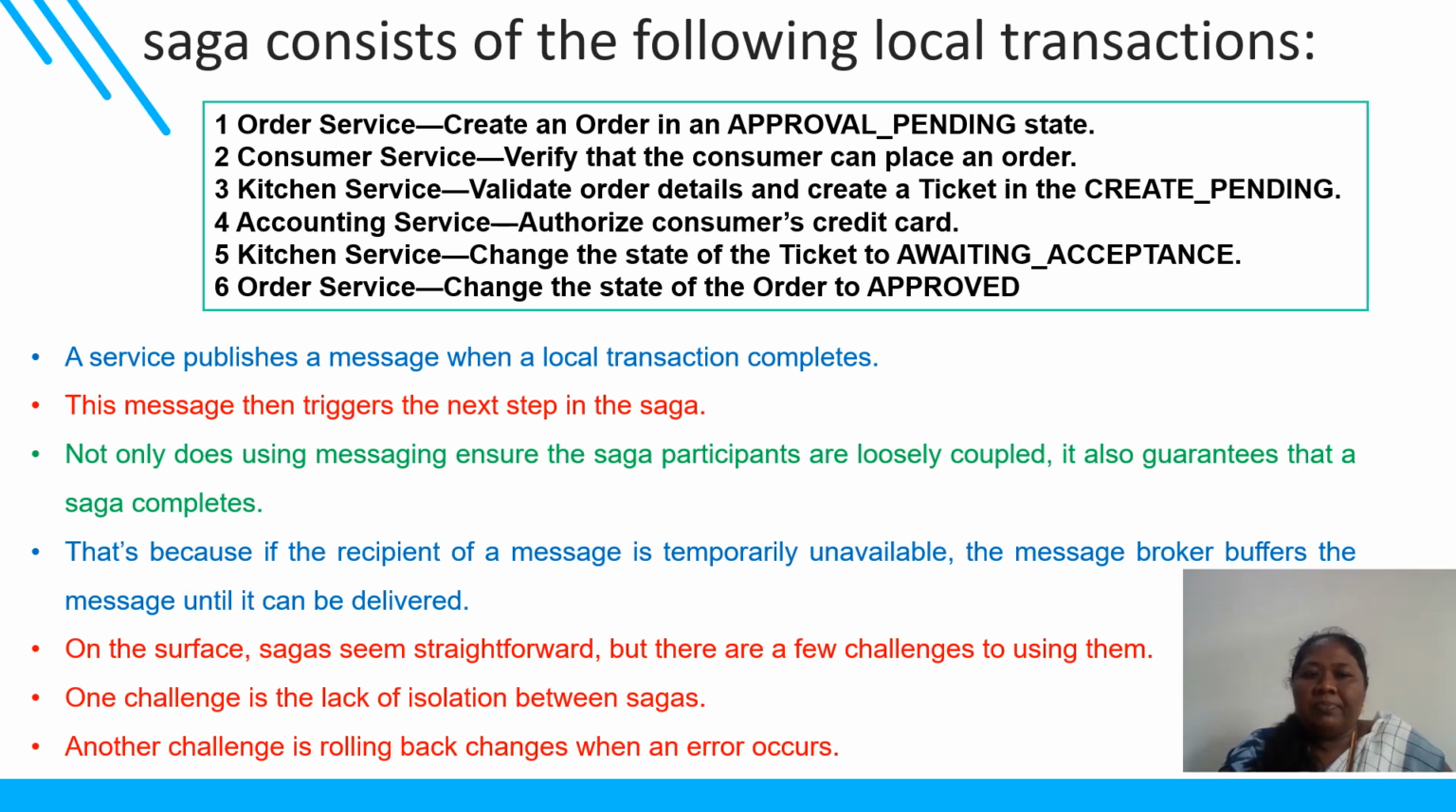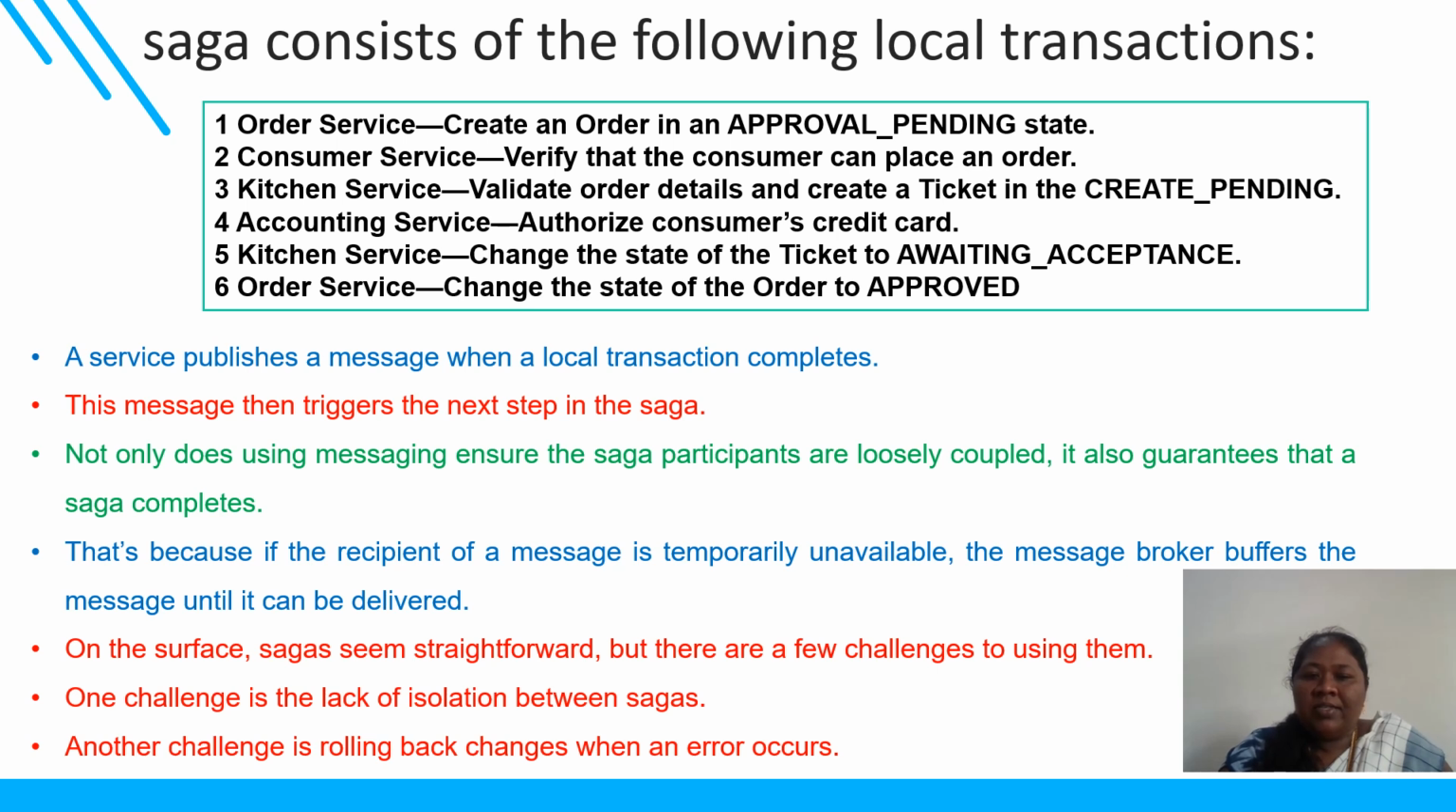So a service publishes a message when a local transaction completes. That means if the first service is completed, it initiates the next step of transactions. This message triggers the next step within the Saga. Because Saga participants are loosely coupled, not tightly coupled, one is over and the next one automatically initiates. And in between, sometimes a particular middle server is not working. The message broker will buffer this message, and once it is available, it will be delivered.